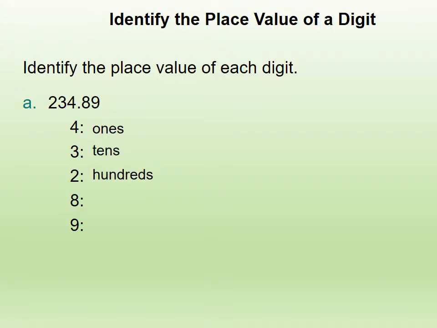Brittany, what place value is 2 in? Hundreds. Good. Notice that is hundreds, not hundredths. Jason, what about 8? Tenths. Good. Caitlin, what about 9? Hundredths. Tenths was the 8 and 9 is in the hundredths. All right. Any questions on that? You're going to have to do that. So place values are important. Make sure you look at your table.